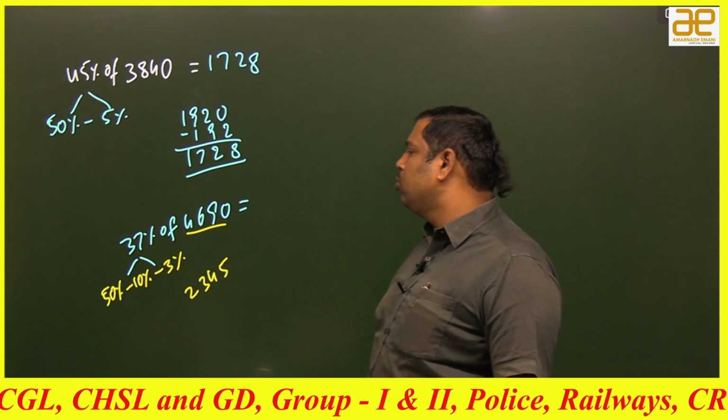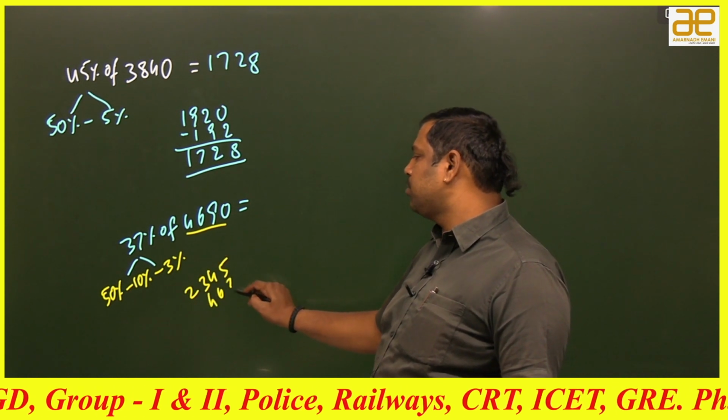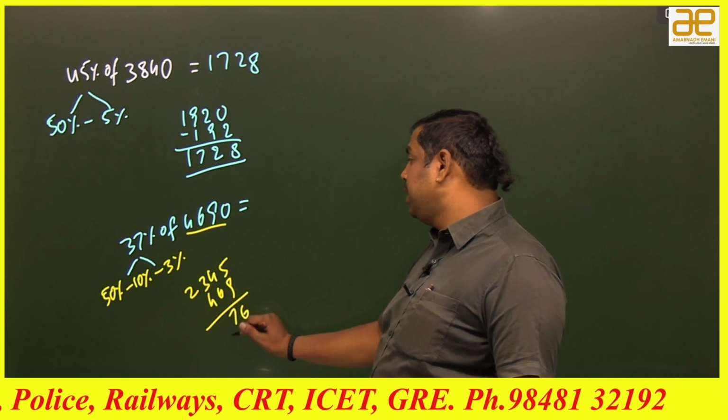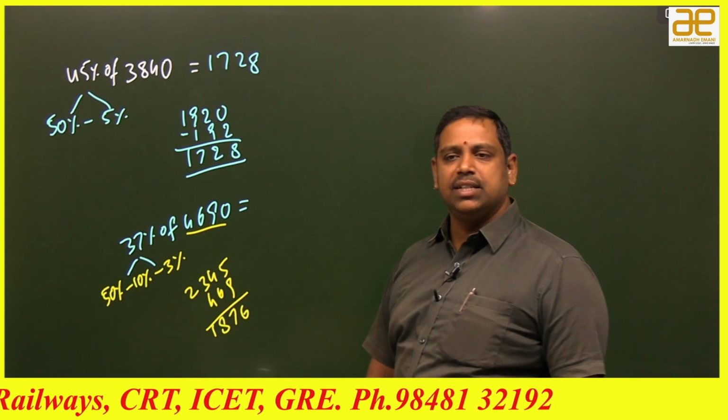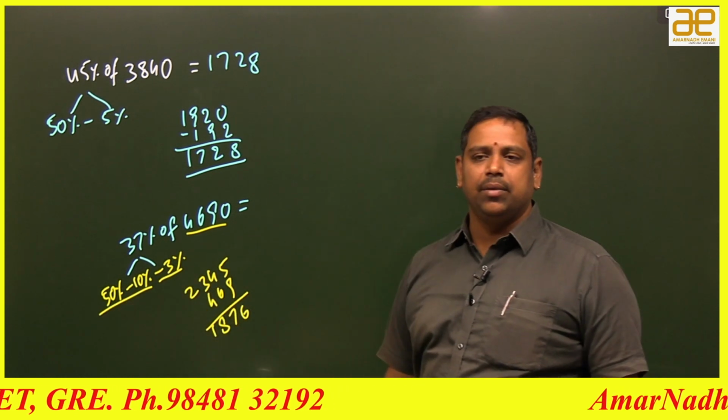Okay, now what I have to do? 10% I have to subtract. 10% means 469 I have to subtract. So it will be 6 and it will be 7 and it will be 8 and 1, 1876. So 40% is completed. Now we have to go with 3%.